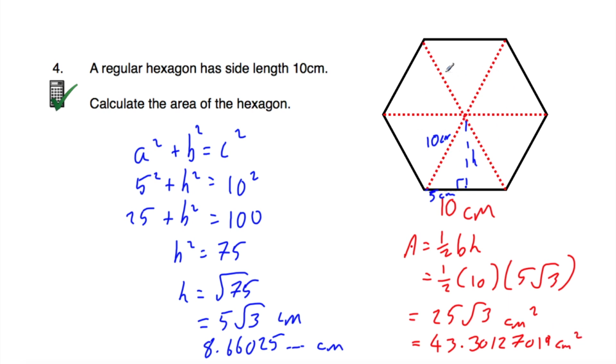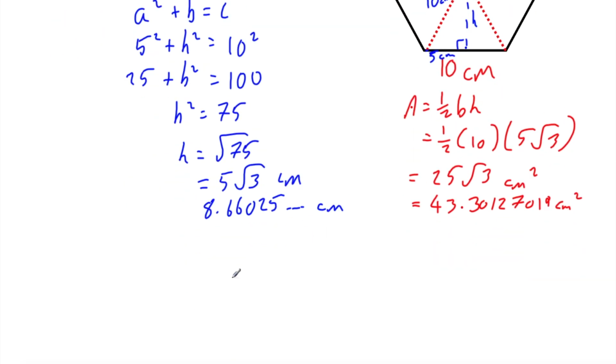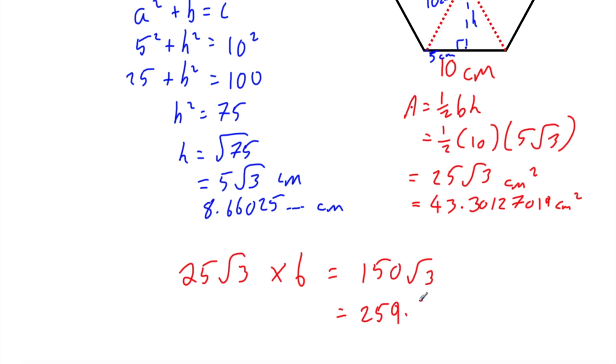We now just need to multiply by 6 to get the area of the whole regular hexagon. So let's do that. So the area of one of the triangles was 25 root 3, or 43.3 and so on. We're then just going to multiply by 6, and that'll give us our answer. So if I just do times 6 on my calculator, that's equal to 150 root 3, or as a decimal number 259.8076211 and so on centimeters squared.